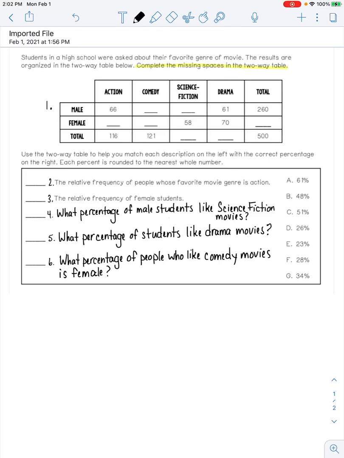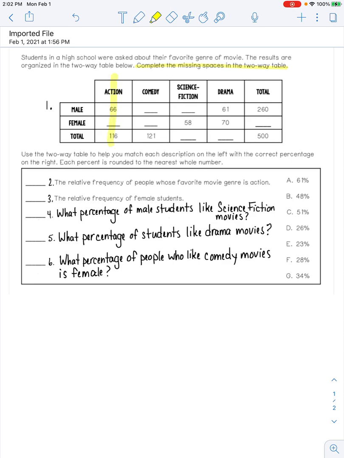Hey guys, today we're going to check our frequency table practice. So first for number 1, make sure that you have drawn the table. If not, pause the video, do that now please. Now let's fill in what we can by adding or subtracting.